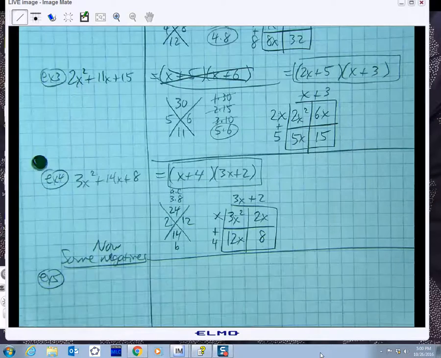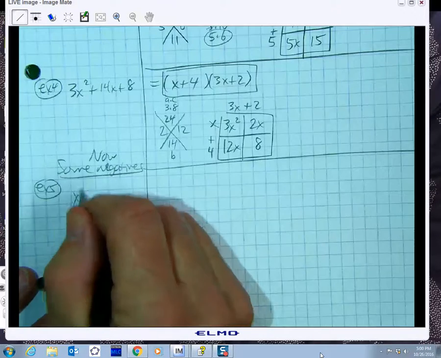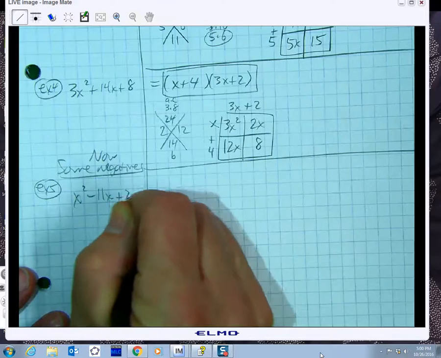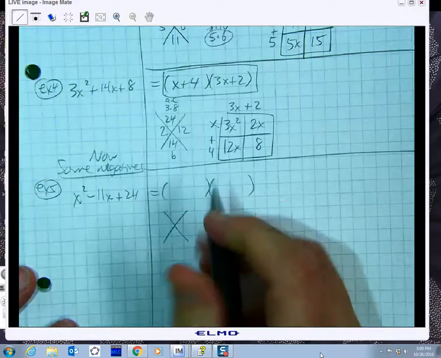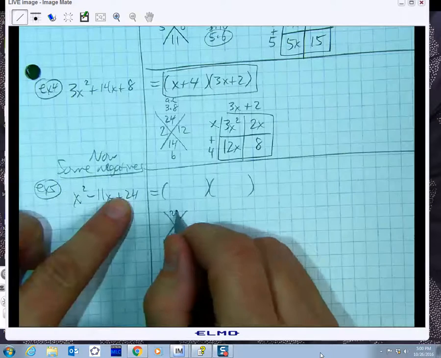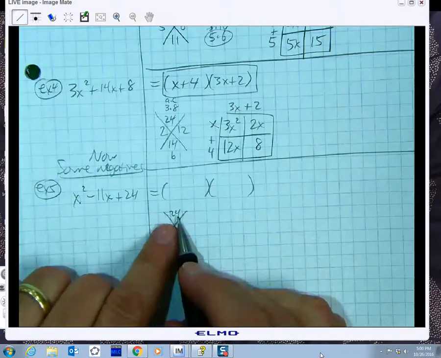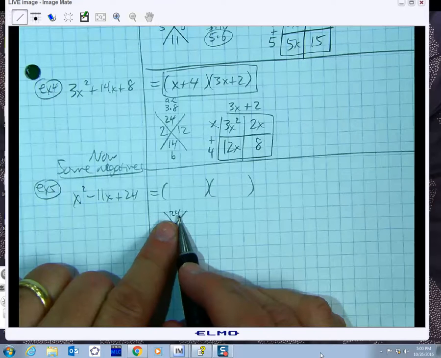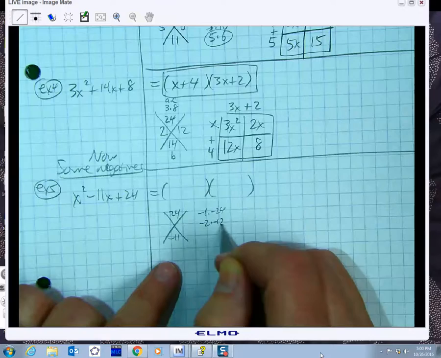So first one we've got here is an x squared minus 11x plus 24. Multiply the 1 and the 24. Add to get a negative 11. These will need to be the same sign because they multiply to get a positive. So it's either negative 1 times negative 24, negative 2 times negative 12, negative 3 times negative 8. There it is.